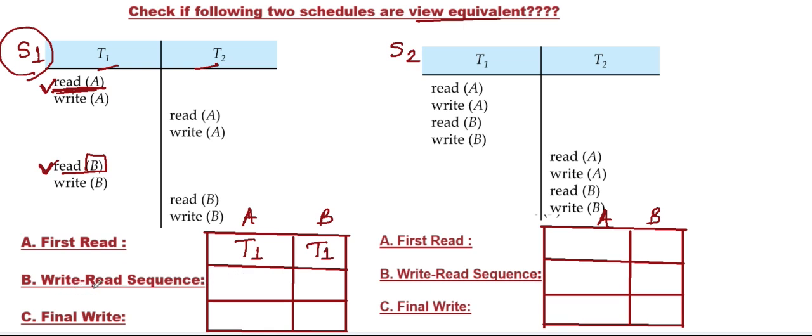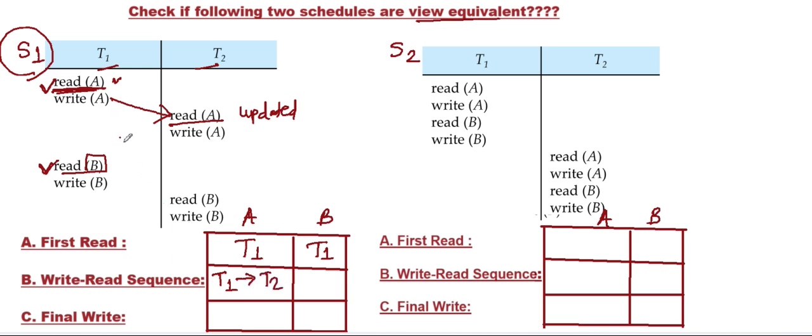Then check the write read sequence, meaning which transaction has read the updated value; that is called producer consumer. If you observe, before this read A there was no write. In T2 this is the read A operation, and in T1 there is a write A operation. So this read operation occurs after this write operation, meaning this read has the updated value. It is called the producer consumer sequence, or write read sequence. So it occurs from T1 to T2 for variable A.